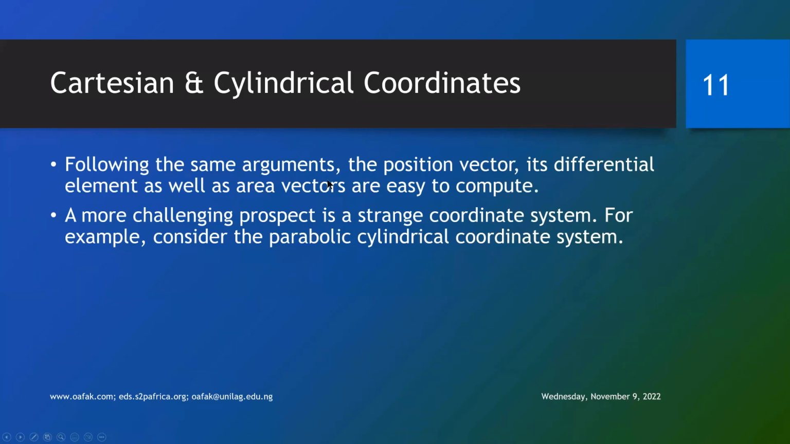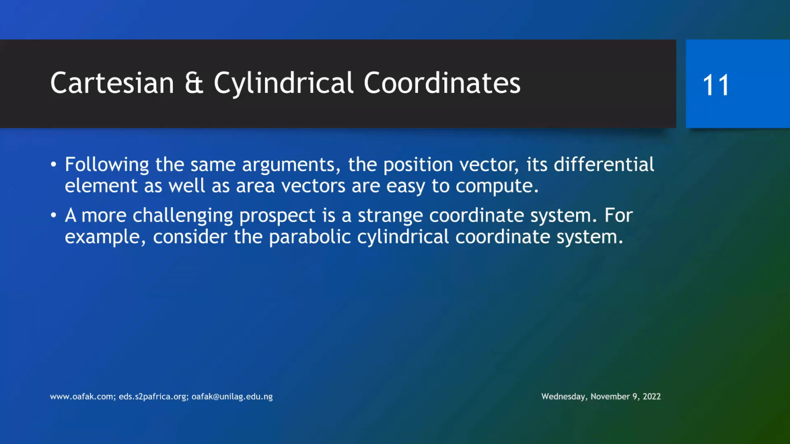Following the same argument, the position vector, differential element, and area as well as area vectors are easy to compute for both Cartesian and cylindrical coordinates. We have done this now for spherical, which is the most difficult of the usual coordinate systems to use. But for the other ones, the results are simpler, so you can easily get them using the same argument.